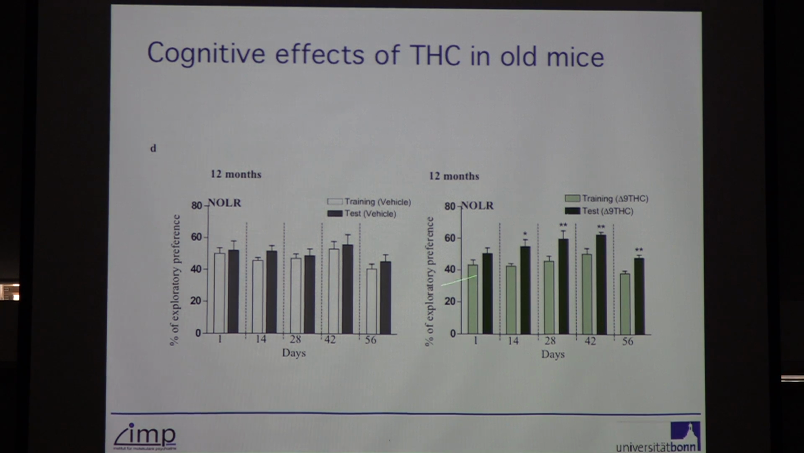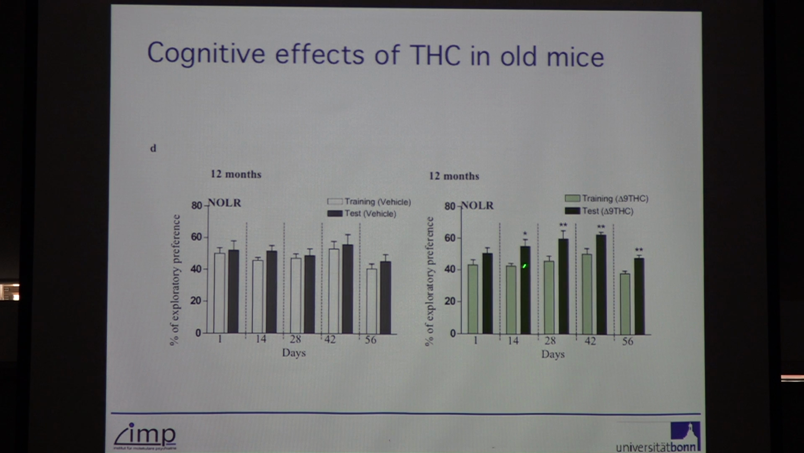Now, I'll show you only the 12-month-old mice. They're pretty dumb in this test, actually, the wild-type animals. So they don't show an increased exploration of the object that has been moved. However, if they have been treated with THC before, now they're much smarter, and we find an increased exploration of the object that has been moved.